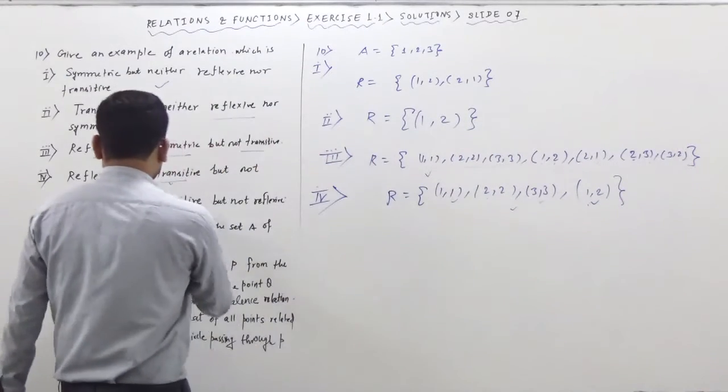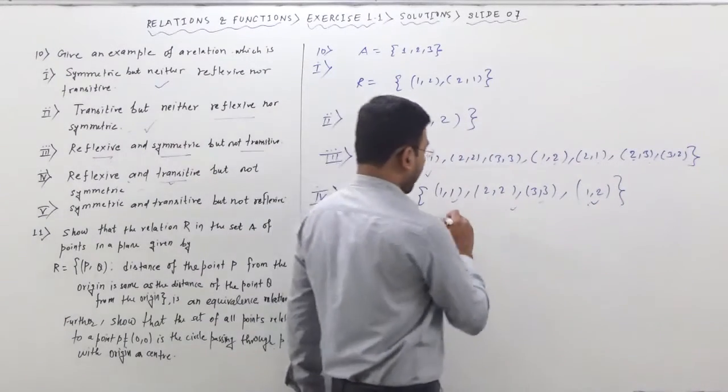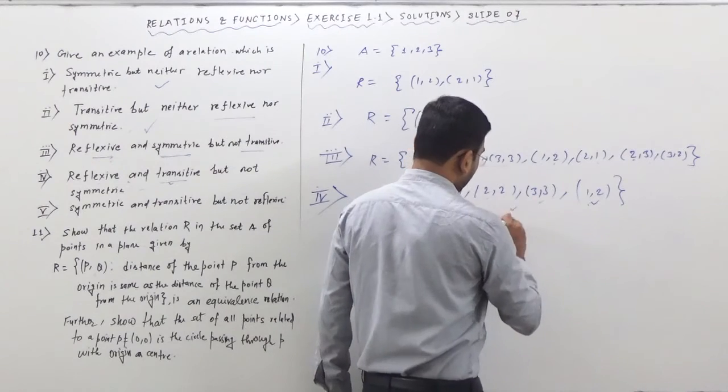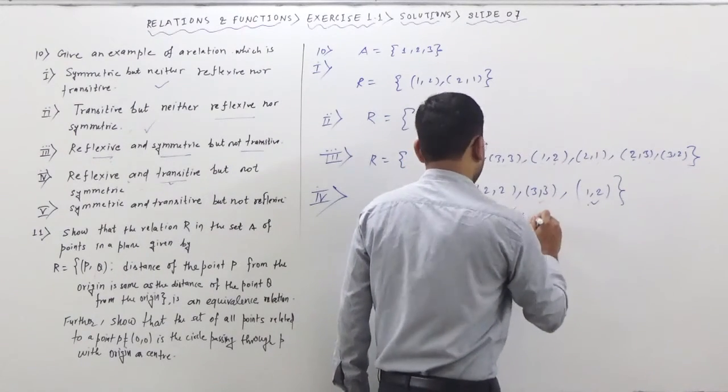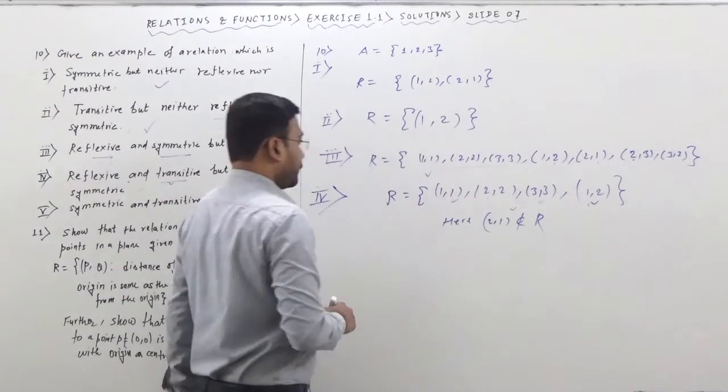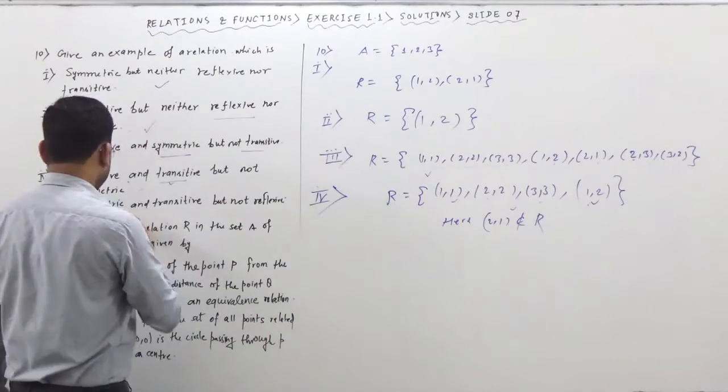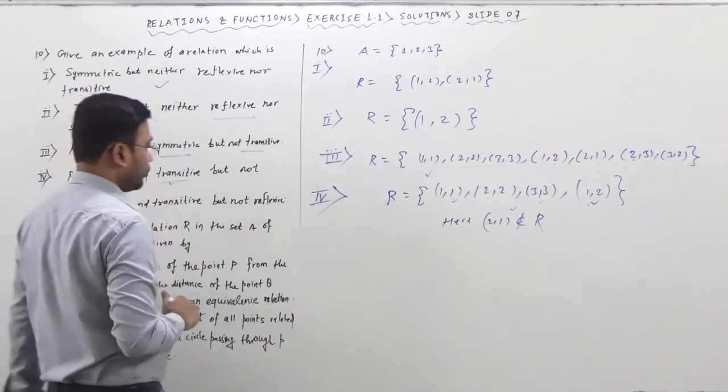But is it a symmetric relation? Of course not, because here 2 comma 1 doesn't belong to this particular relation, and therefore this is not a symmetric relation. That's what we required for this question.